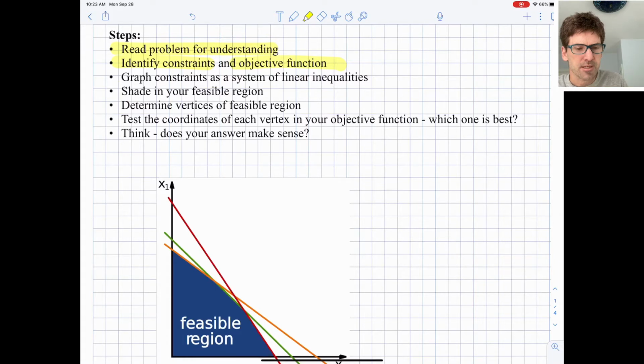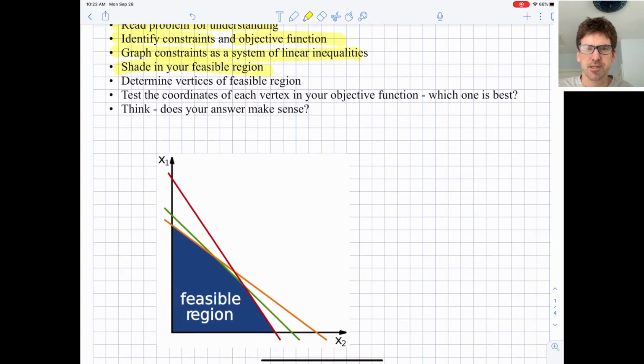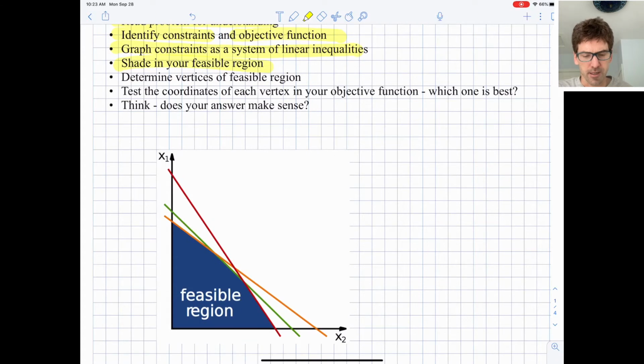We're going to take those constraints and graph them as a system of linear equations, and that gives us the feasible region. And you see a picture of that in the graph right here. It looks like we have three different constraints, a red, green, and orange line that all narrow in or restrict what our choices might be, and that gives us the feasible region.